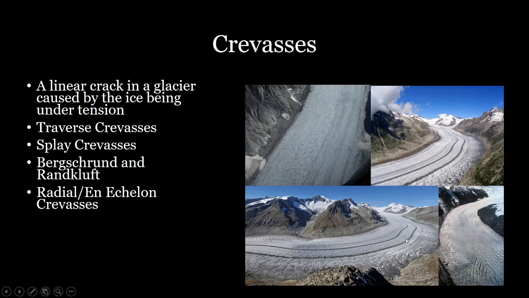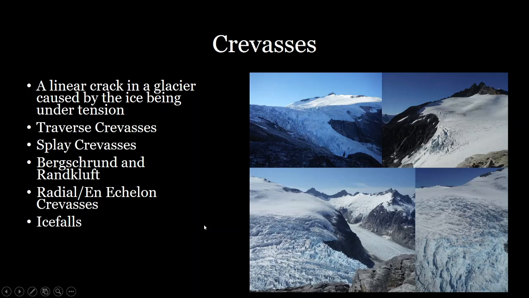You can see some examples of radial crevasses here. This is a photo I took in Juneau, where you can see several radial crevasses on the side of the glacier, as well as in here and in here. And so radial crevasses can make up a large portion of the crevasses, especially in a very curvy glacier.